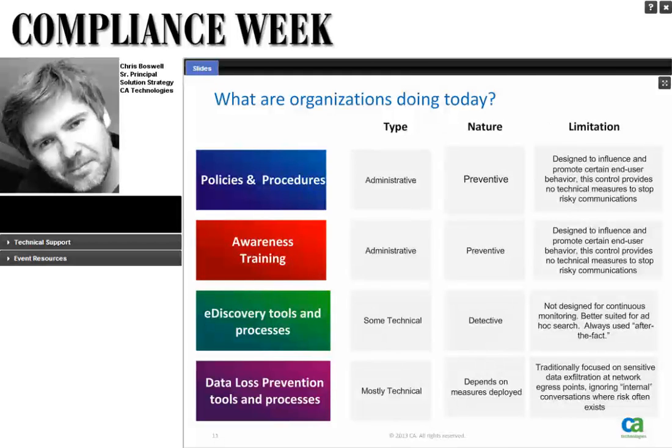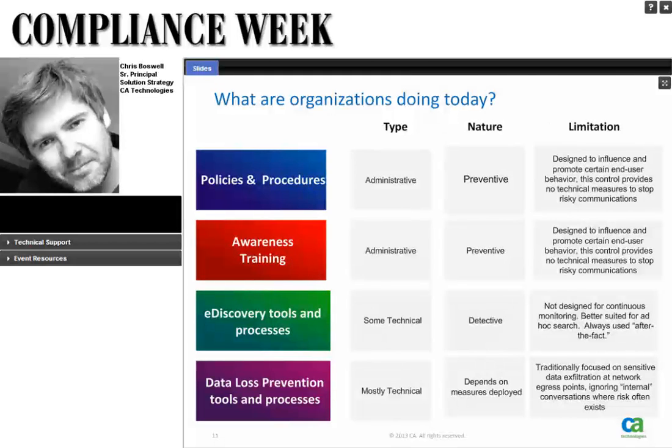When we're looking at what organizations are typically doing around email today, they might have some policy procedures in place. They might have some awareness training in place. These are mainly administrative controls, and they're designed to be preventive in nature, but there's nothing that really automates that. So from my perspective, they're rather weak controls. They may be designed to influence and promote end-user behavior and provide guidance on what to do with email and social media, et cetera. But there's no technical means to actually prevent them from doing it.